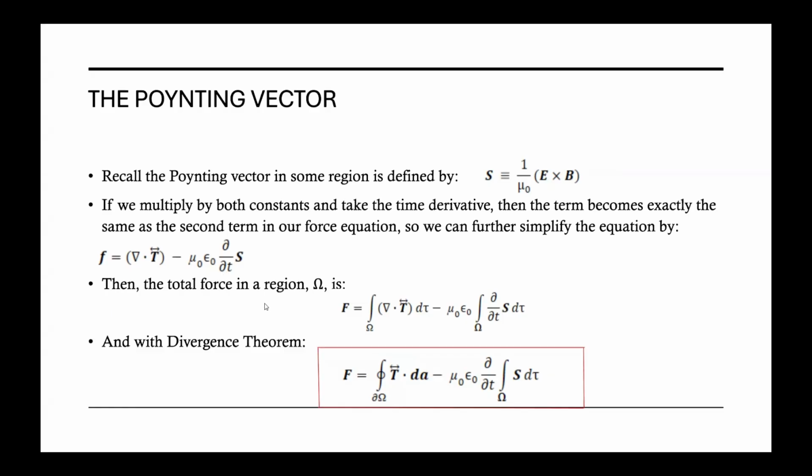And so by divergence theorem, we get this equation here. So the total force of some system is equal to this flux through the boundary of the system of your Maxwell stress tensor minus some constants times the time derivative of the Poynting vector throughout that region.